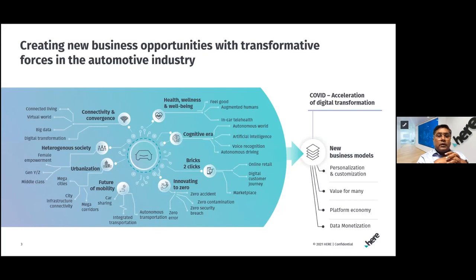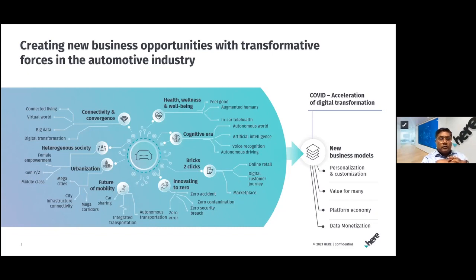Okay, the first one is connectivity and convergence. Connectivity and convergence is a very, very important factor, which turns the automotive, or the car, into a digital platform. The second is the heterogeneous society.